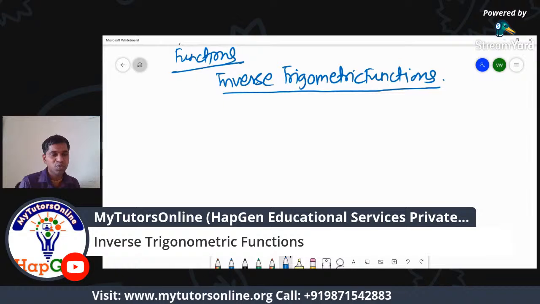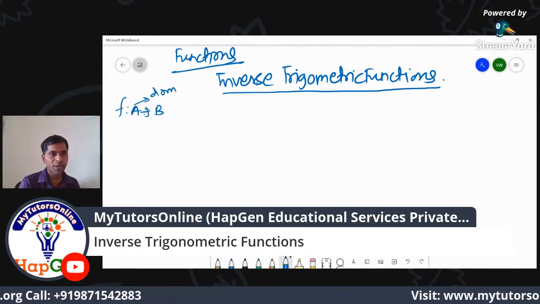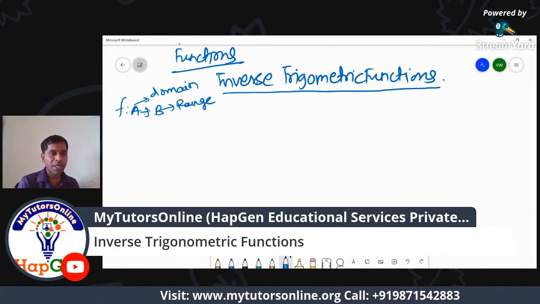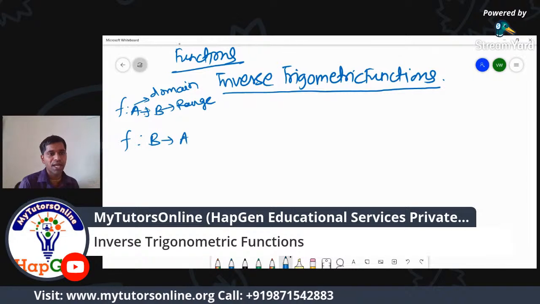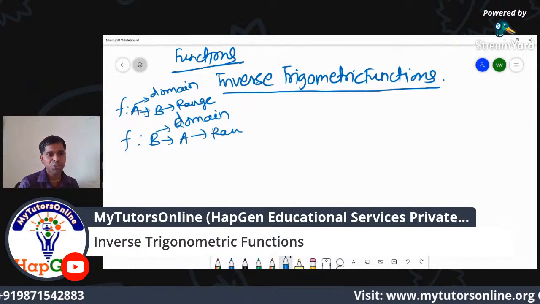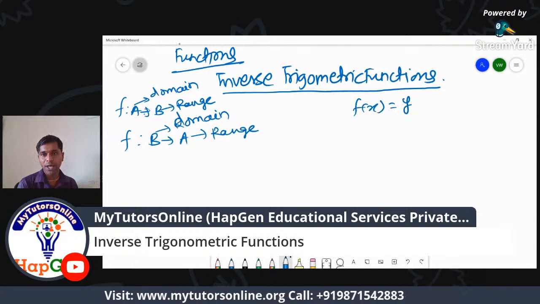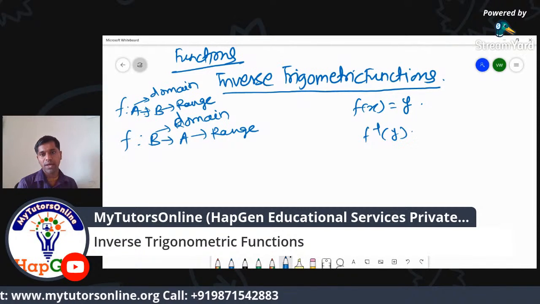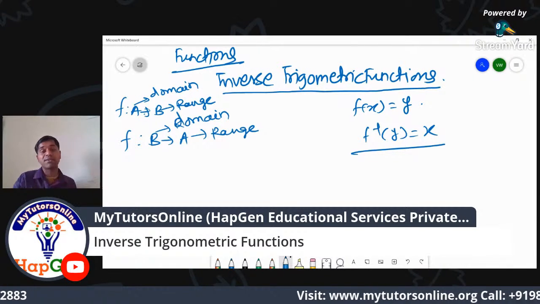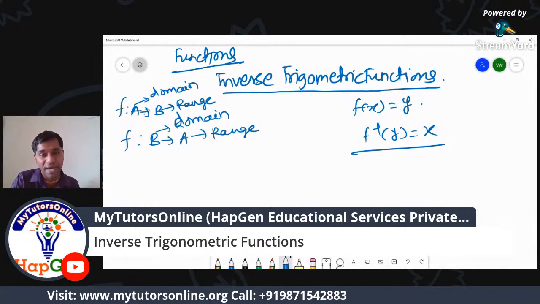What are inverse trigonometric functions? We know that a function is defined as f from A to B, where A is the domain and B is the range. In an inverse function, we should be able to define it the other way, so B becomes the domain and A becomes the range. If f of x is equal to y, then f inverse of y is nothing but x. If we are able to define the function like this, then the inverse of the function is defined.